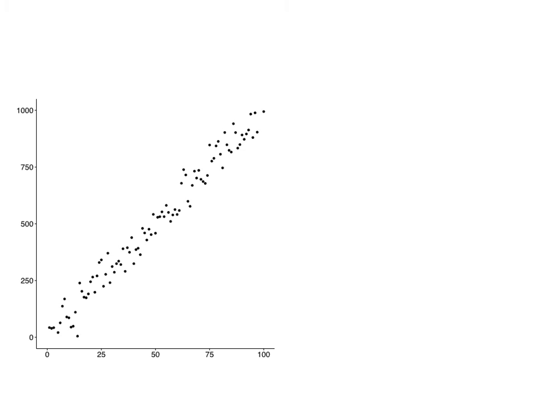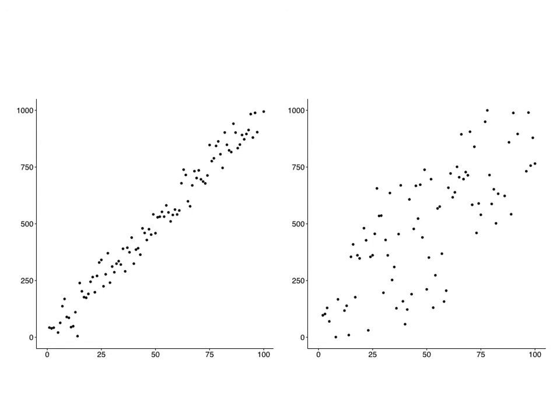I'm going to take a quick break from talking about mixed effects models and look at some simple regressions. Here is some fake data I've generated that has a positive slope. As x increases, so does y. Here is another set of data, but as you can see, it's much messier than our first data set. If we were to draw a regression line for the first data set, it would look something like this. And for our second data set, the line would look like this.